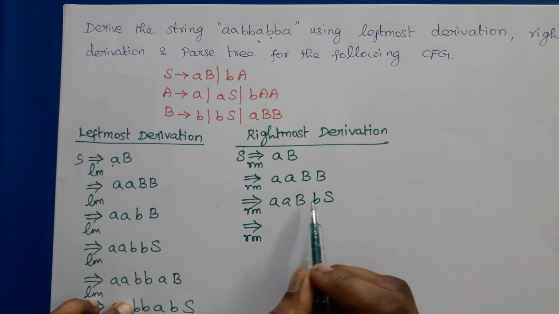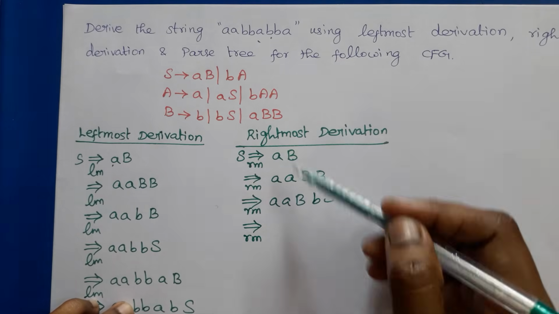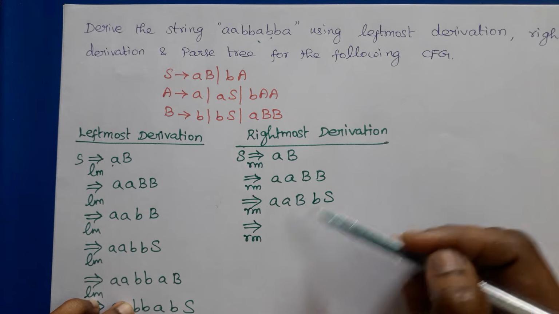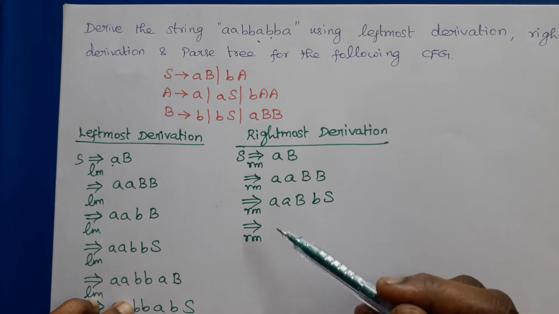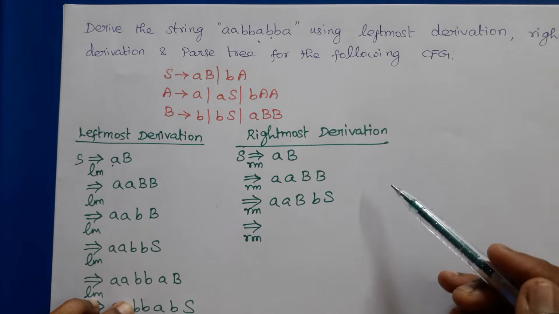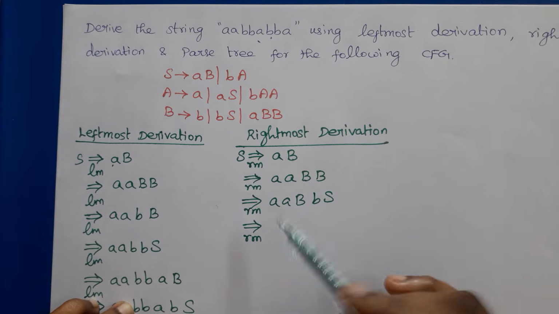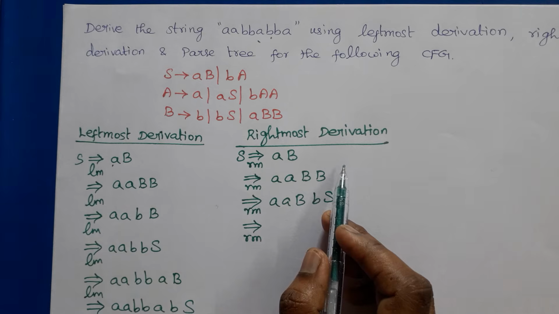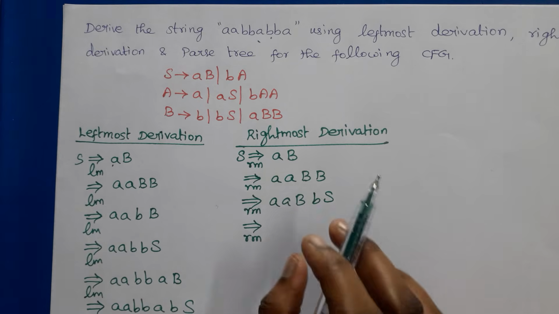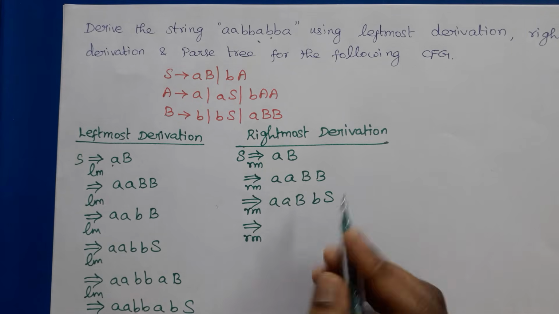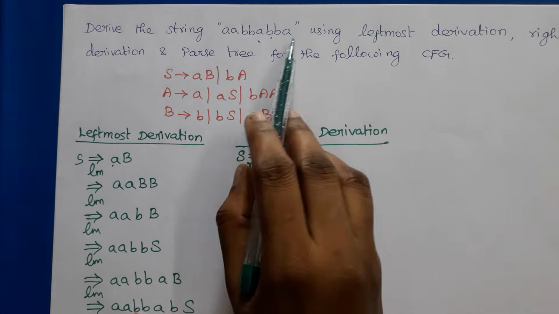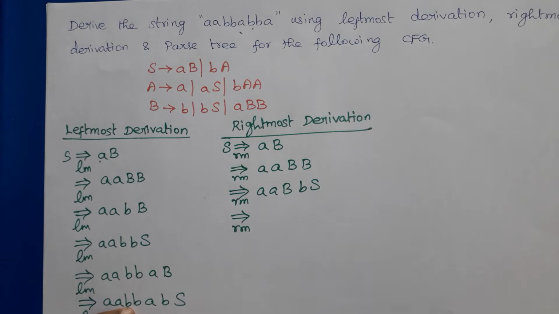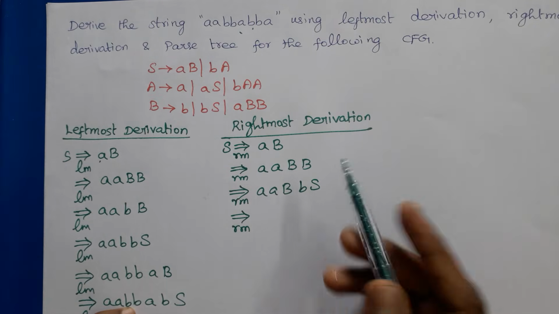If you can't derive the string properly by applying the wrong production, we have to backtrack and do it again. So in the rightmost derivation, we cannot predict the exact production at each step, but if the string is correct, definitely we can construct the rightmost derivation also for the same string.